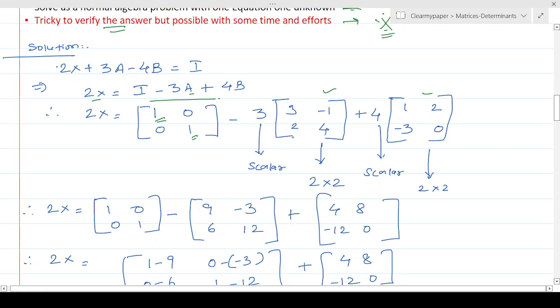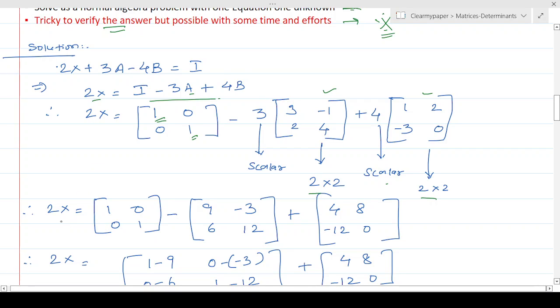And just as a quick check, when you have a number outside the matrix that is multiplying the matrix, that will be treated as a scalar. That means this number is going to scale up this matrix 3 times. This number 4 is going to scale up this matrix by 4 times, and these are 2 by 2 matrices. I told you that also, right?